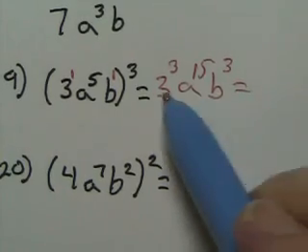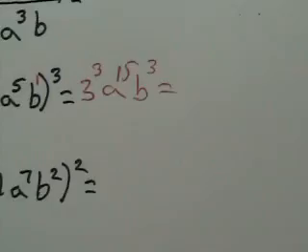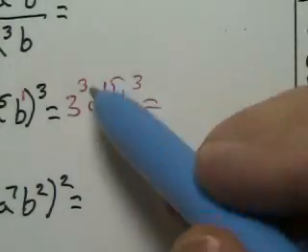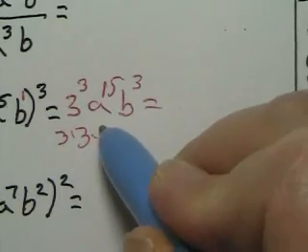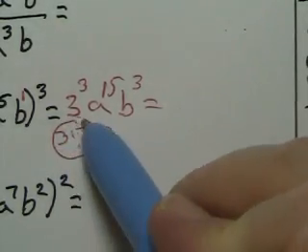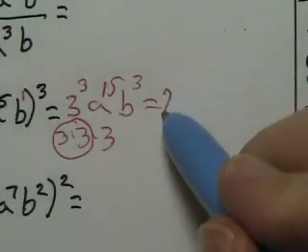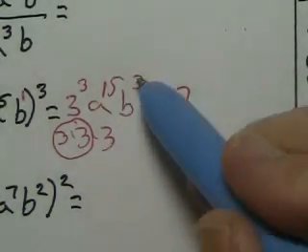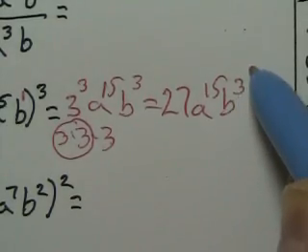The thing is though, when you have a number to an exponent to a certain power, you need to go ahead and simplify that. So 3 to the 3rd power is 3 times 3 times 3. Well, 2 3's make 9. 9 times 3 is 27. So now I have 27, a to the 15th, b cubed.